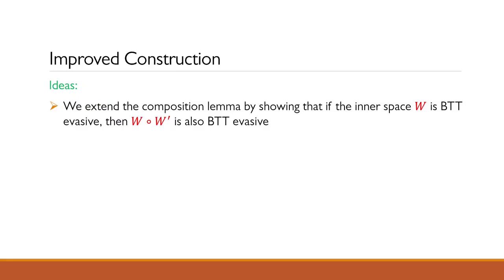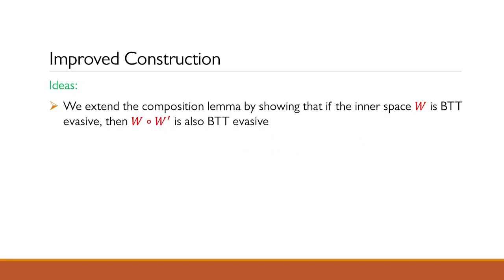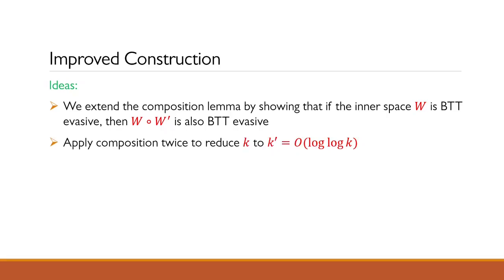First, we extend the composition lemma by showing that if the outer space is periodic evasive and the inner space is only BTT evasive, then the composition is also BTT evasive. This means that in order to construct a BTT evasive subspace, which is what we want, we just need the inner subspace to be BTT evasive, which is formally weaker than a periodic evasive subspace. And then we apply the composition lemma only twice instead of log star n times. This reduces k to log k.